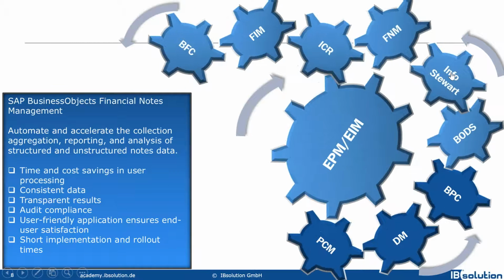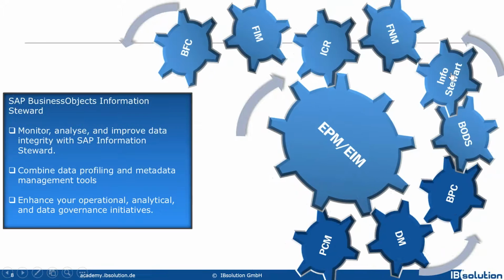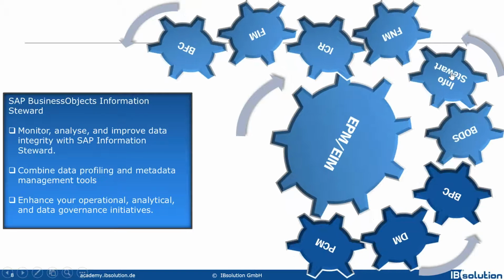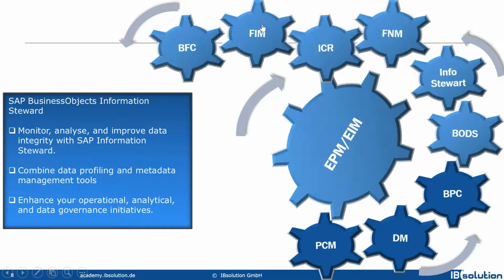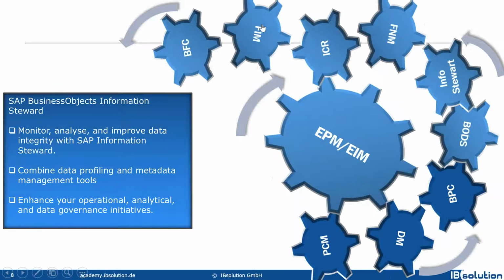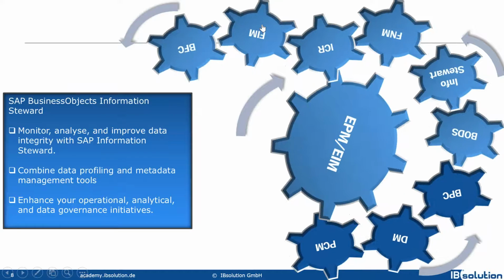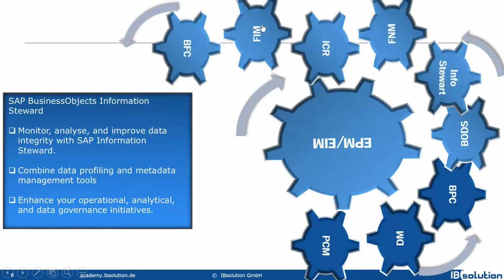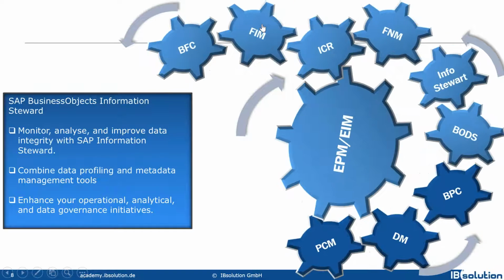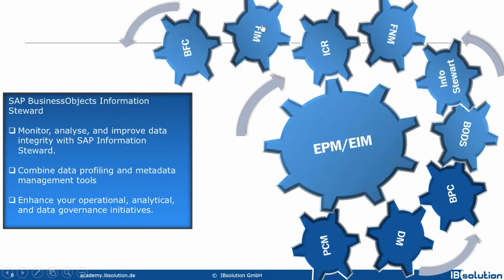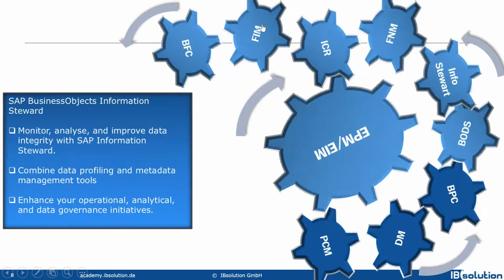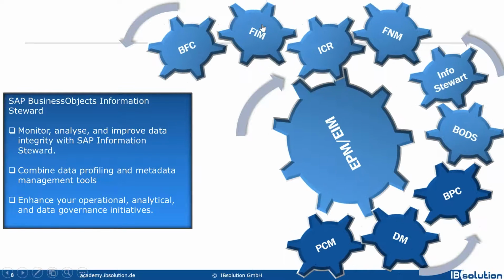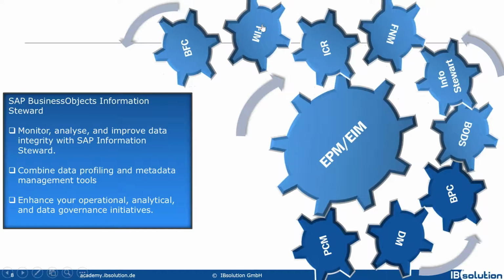Information Steward. This is another one which falls more within the EIM family, like FIM itself. So again, it's a tool which helps you to maintain your master data and metadata, and you can analyze the master data from different sources and enhance the governance initiatives within your organization.